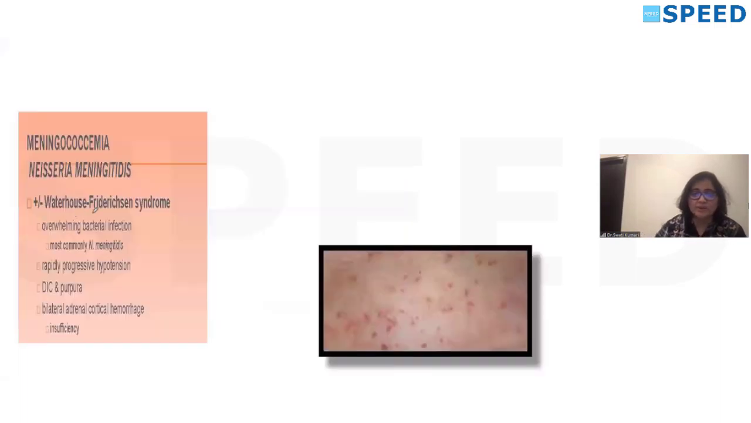So this is Waterhouse-Friderichsen syndrome. You can see it presents as purpura. Okay, it is nothing but meningococcemia. When Neisseria meningitidis comes into the bloodstream, you see this Waterhouse-Friderichsen syndrome, where you see purpura throughout the skin. Apart from that, there will be hypotension, adrenal cortical hemorrhage, and DIC.